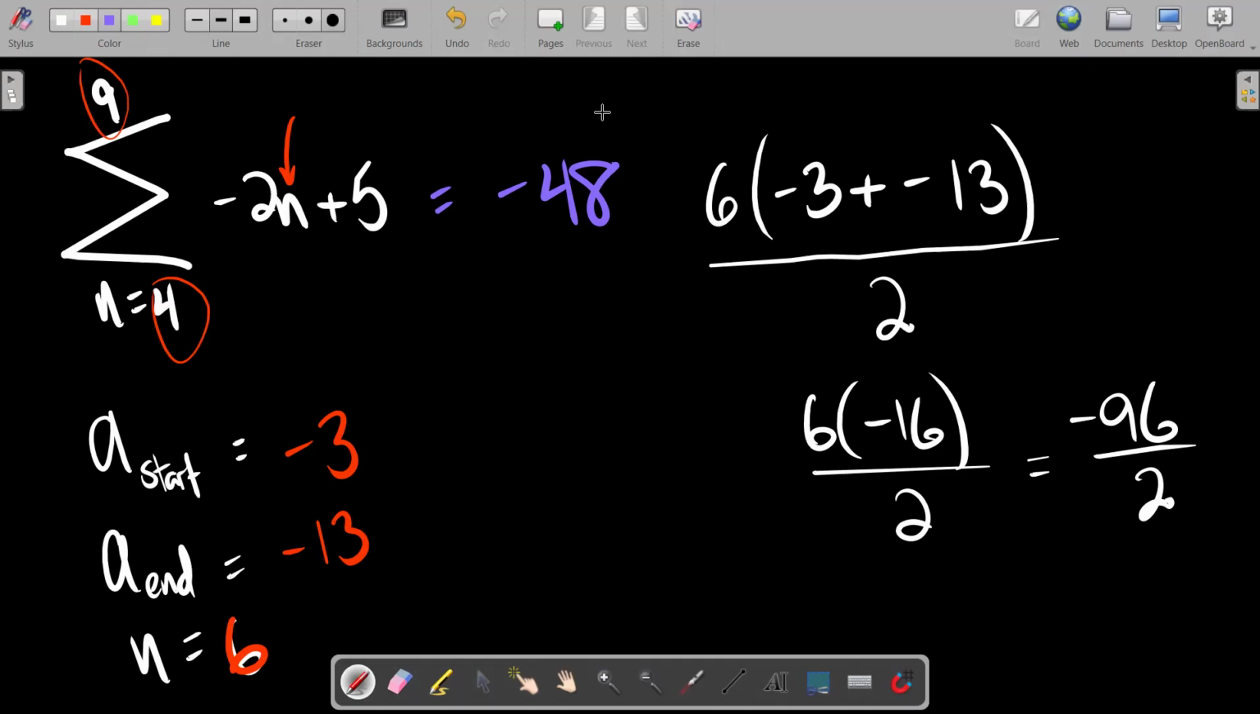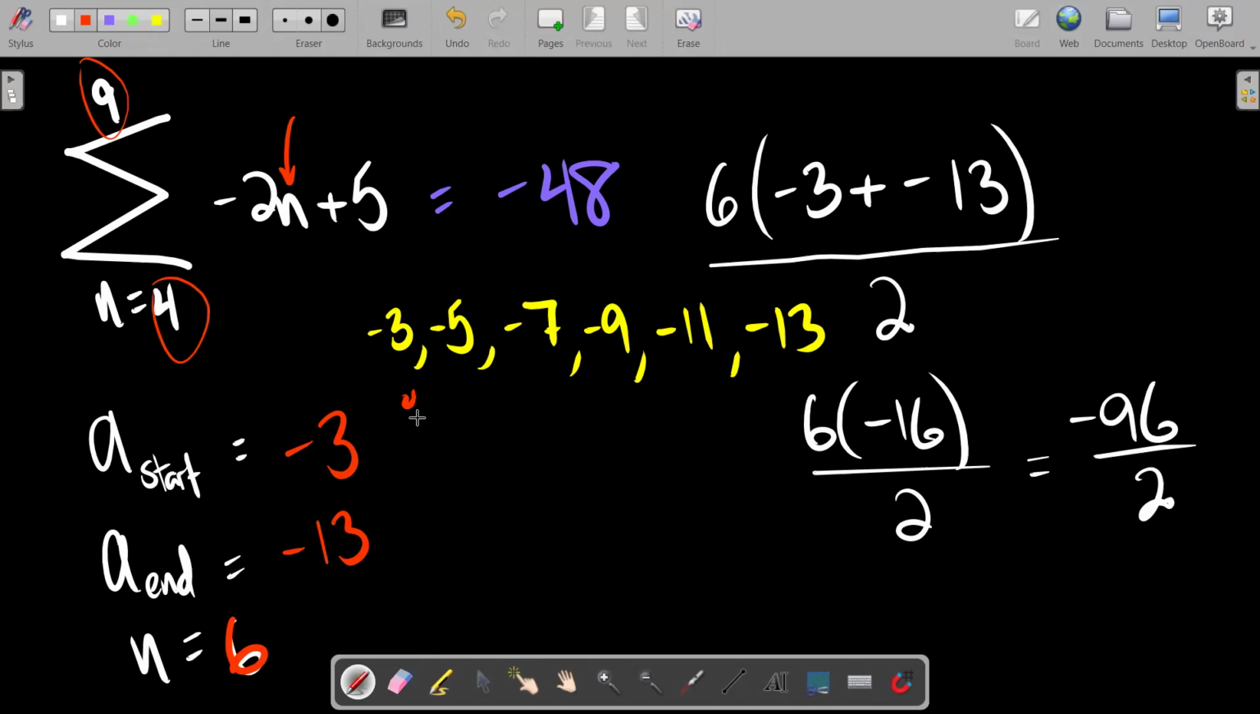Again, what it simply means is if you could get in there and look at the 4th through the 9th terms, this series would have -3 for its 4th term, -5 for its 5th term, -7 and so on and so forth, -9, -11, -13. So these are the 4th term, 5th term, 6th term, 7th, 8th, 9th. So the proof is pretty simple there that if you just add those up manually, of course, you'd still get -48.